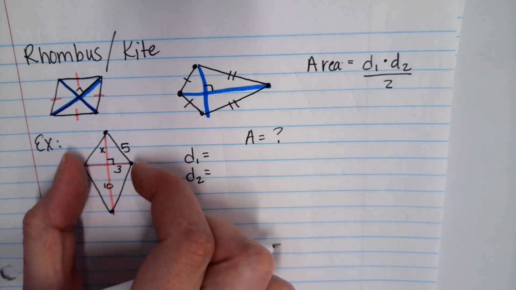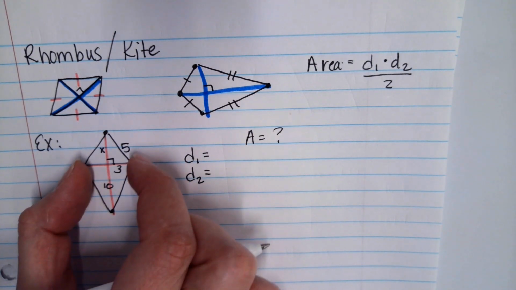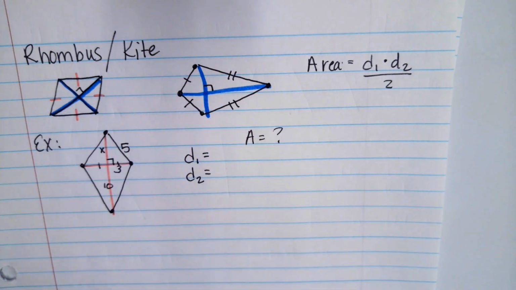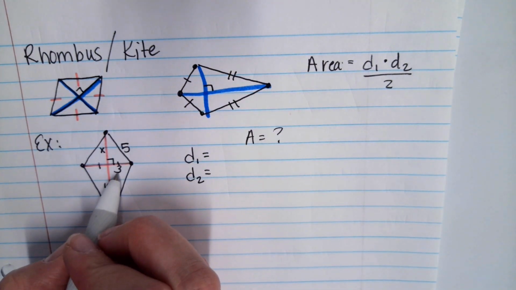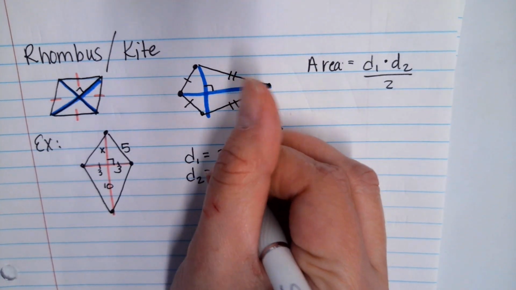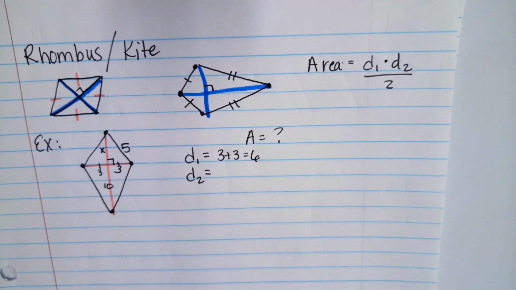So how did we get 6? So we know that this diagonal is the same on the other side. Okay, so we know that one's 3. That side would also be 3. So one of the diagonals is 3 plus 3, which is 6. We would use Pythagorean theorem.